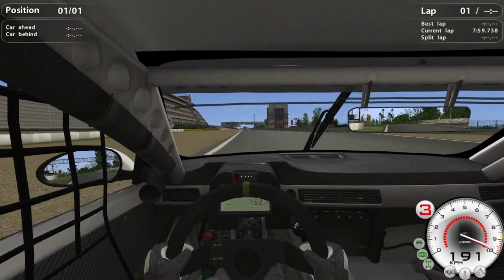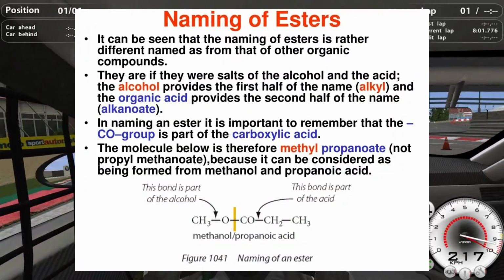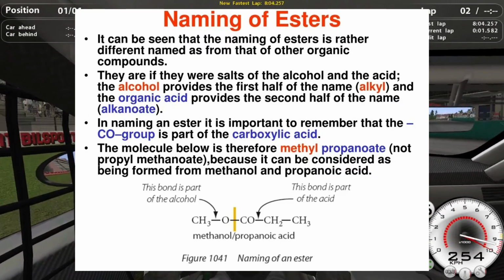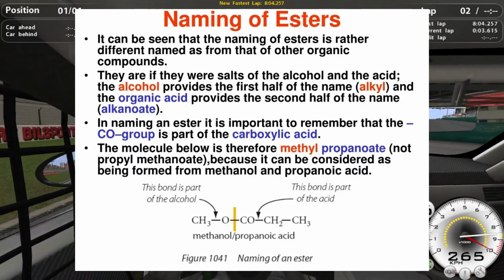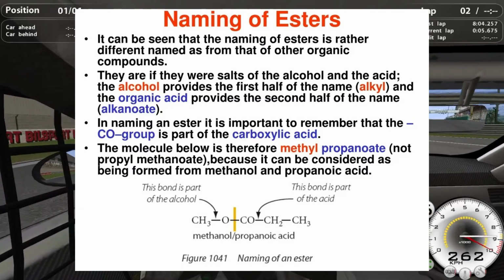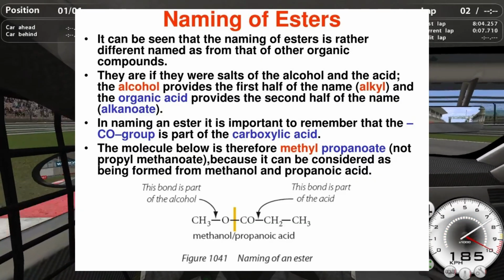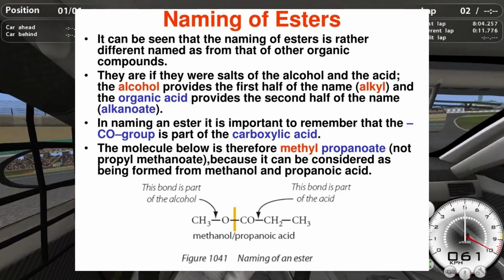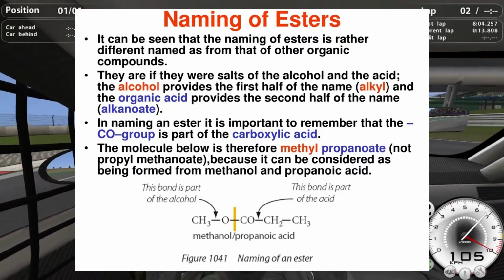Now for esters, they're formed from a reaction between an acid and an alcohol. So for esters, basically you have to name the alcohol part first as an alkyl group, like ethyl, and then it's going to be separate.